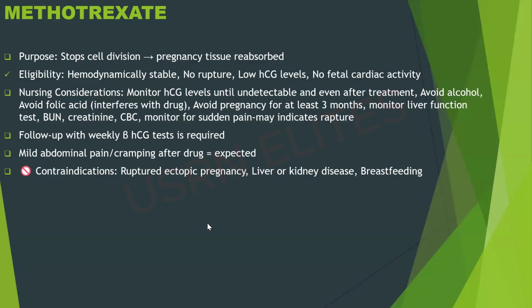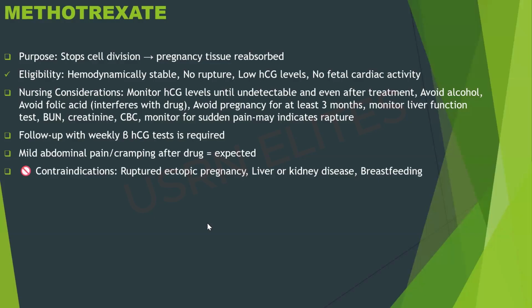Okay, and even after treatment, we have to continue to monitor HCG levels, and we avoid alcohol. We avoid folic acid because it's a folic acid antagonist. And avoid pregnancy, because it's a cancer drug. So you should avoid pregnancy for at least 3 months after its use.